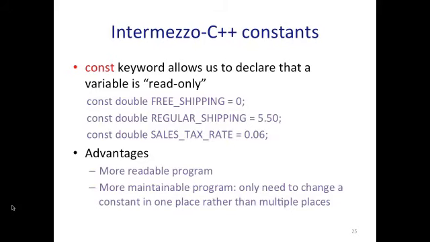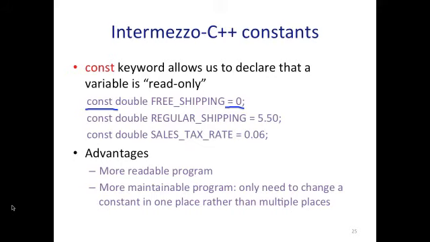Okay, now just a quick kind of intermezzo here, which is that the const keyword, which we're going to see next, allows us to declare that a variable is read-only. That is, you can't assign a value to it. So if you put the keyword const in front of a variable declaration, it means that it's assigned a value right here, which is what we do. That value cannot be changed.